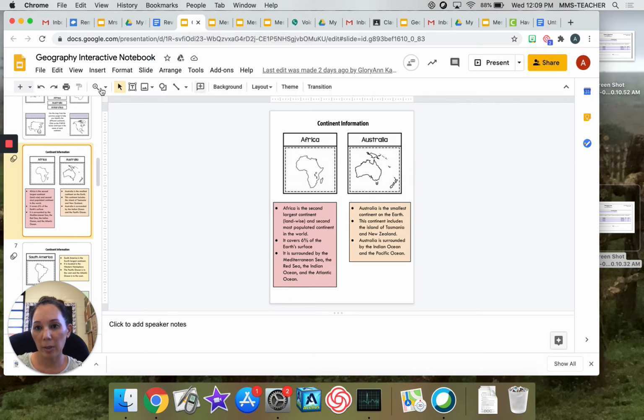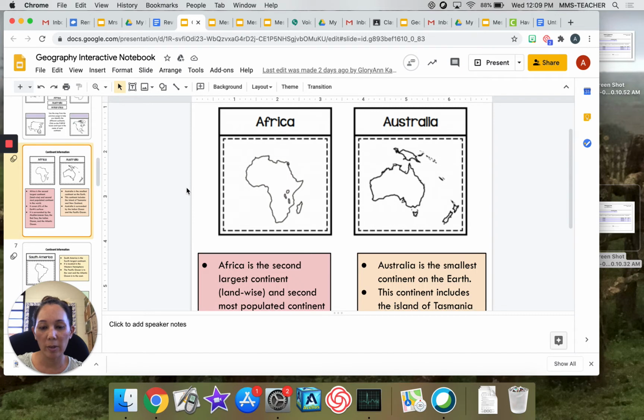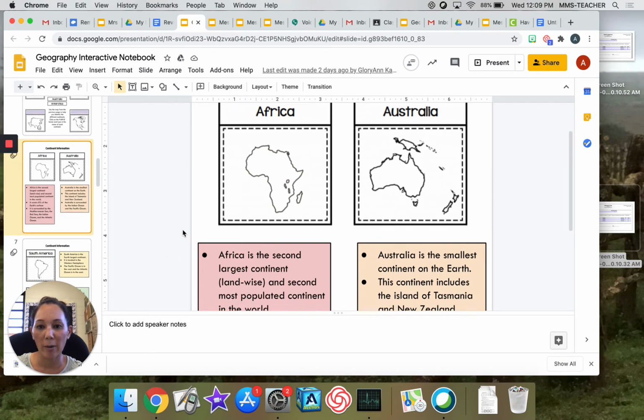Okay, so let me make it a little bit bigger. You will also have this in your geography interactive notebook as a resource that you can refer to, but this is the information right here. So we're going to start off with Africa.